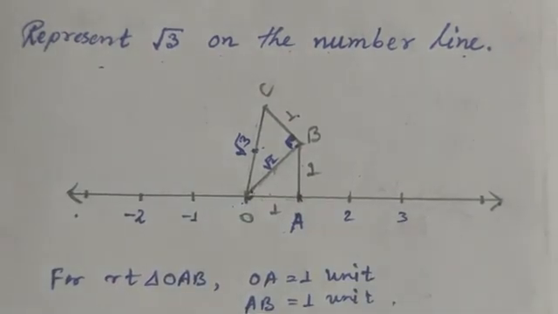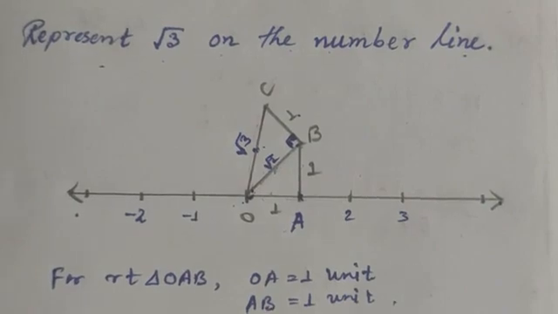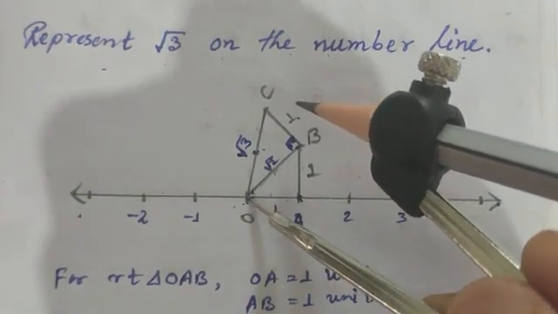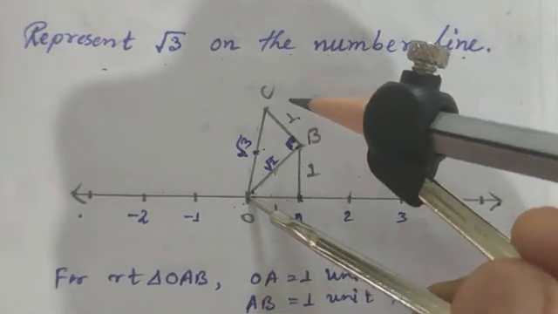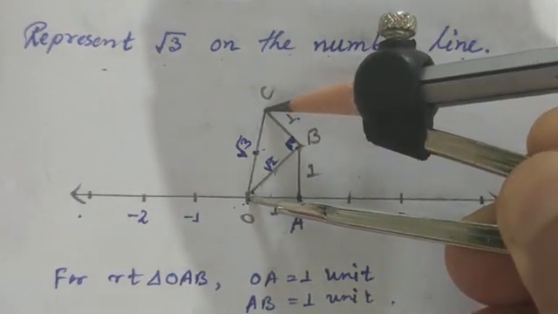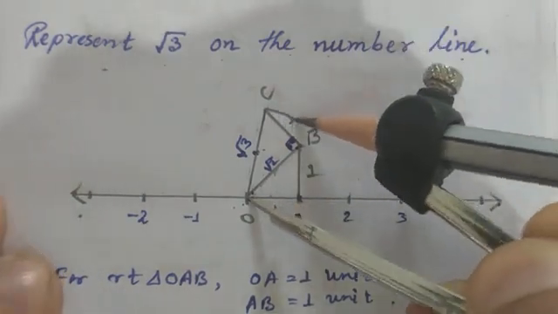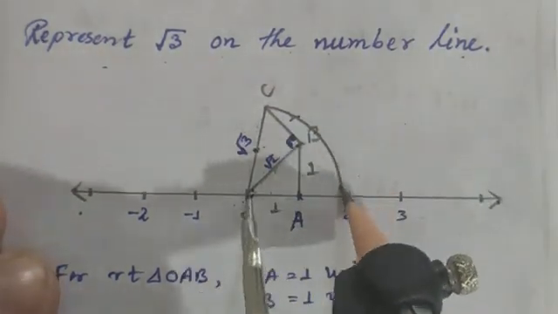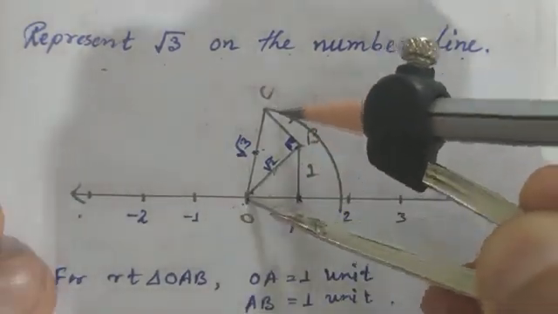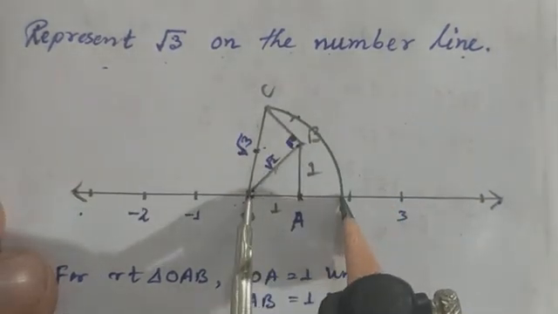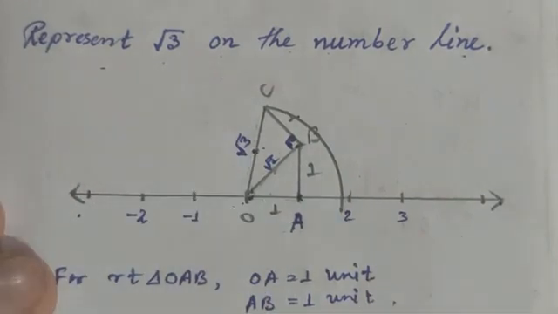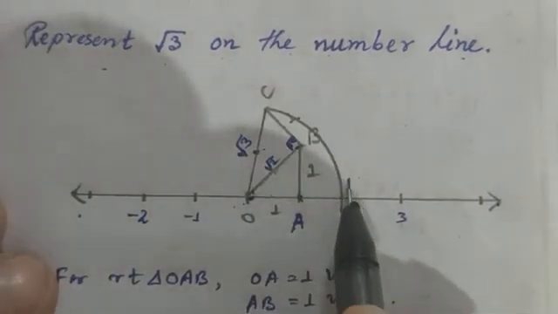Yes, your compass will help you to do so. Now take your compass. Keep the sharp end of the compass at point O and the pencil end at point C. Then draw an arc such that the arc touches the number line. Let us name this new point as P.